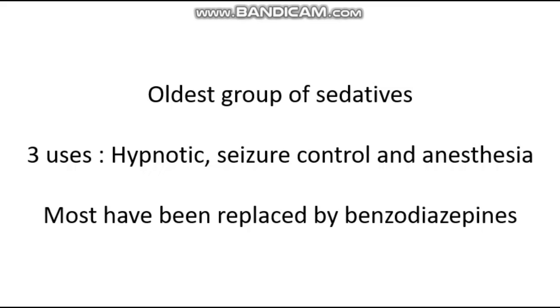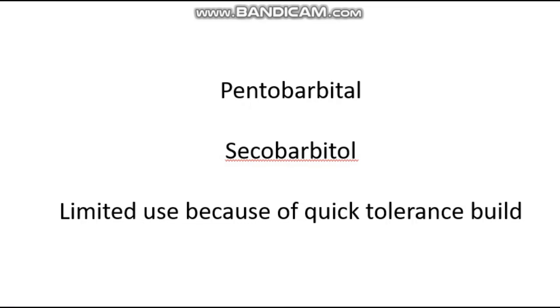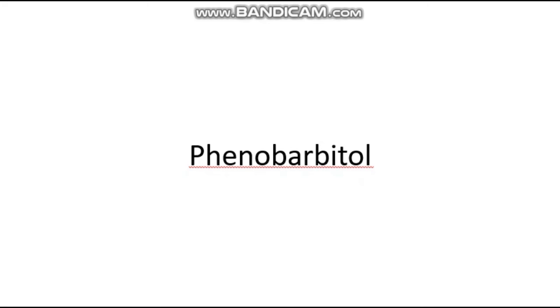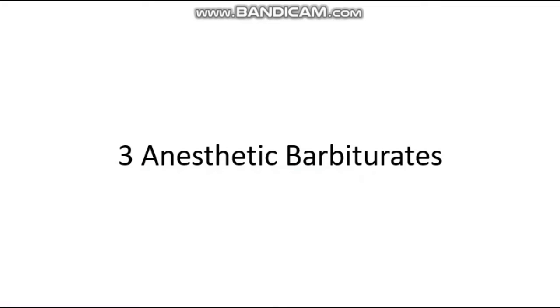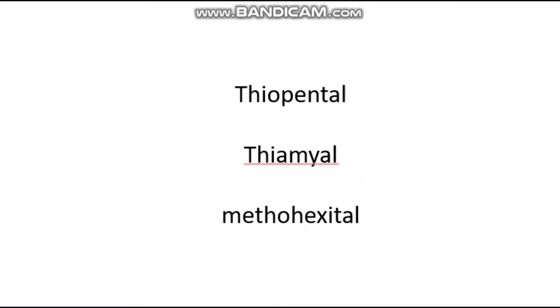Barbiturates are the oldest group of sedatives. They have 3 uses, which are as a hypnotic, seizure control and for anesthesia. Most have been replaced by benzodiazepines. 2 hypnotic barbiturates are pentobarbital and secobarbital. These have a limited use because of quick tolerance buildup. 1 seizure control barbiturate is phenobarbital. And 3 anesthetic barbiturates are thiopental, thiamylal, and methohexital.